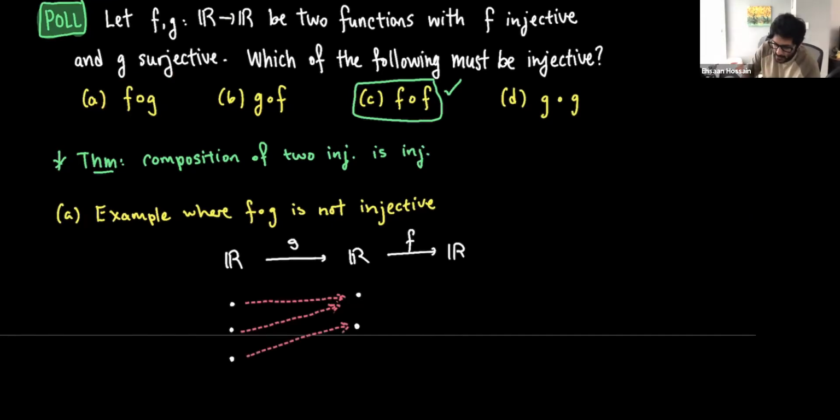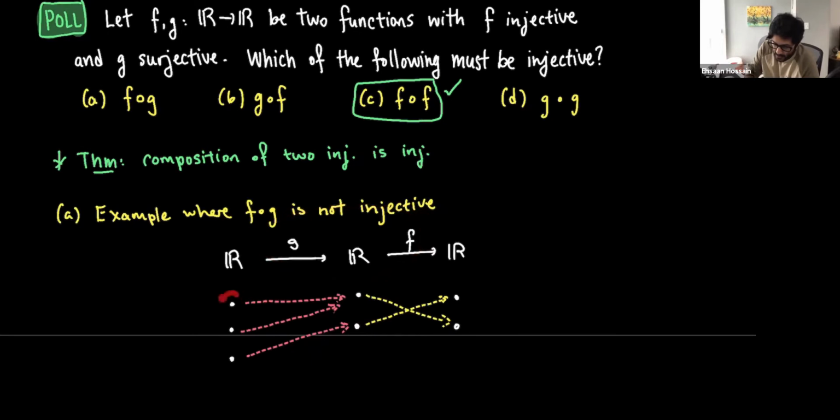So let's say g sends these two points to the same point. So g is not injective in this little picture, although I've yet to come up with a legit example. And then f I want to be injective, right? So let's say f switches these two numbers. Okay. Then if I check f∘g, f∘g is going to do what?